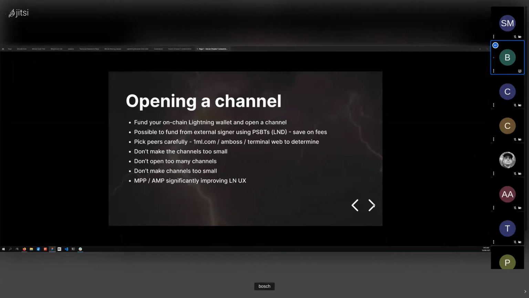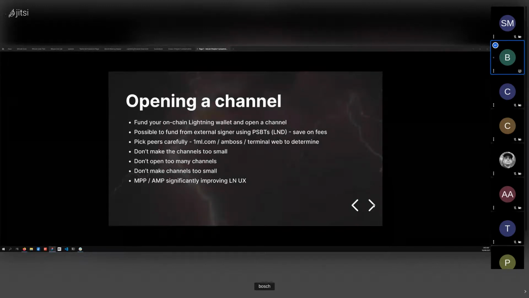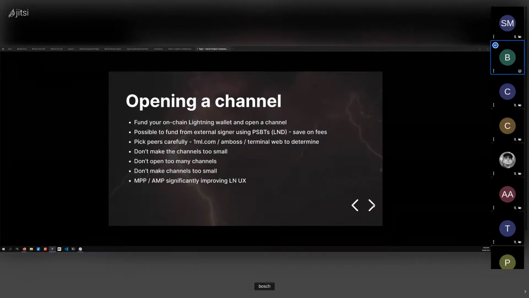So going into detail a little bit on opening a channel. The primary way that people generally do it is they fund the on-chain wallet in the Lightning Network node, and they use that to open a channel with the Lightning Network component of the node. It is possible now to fund from an external signer using PSBTs. That wasn't mentioned in the book, but with LND you can do that.